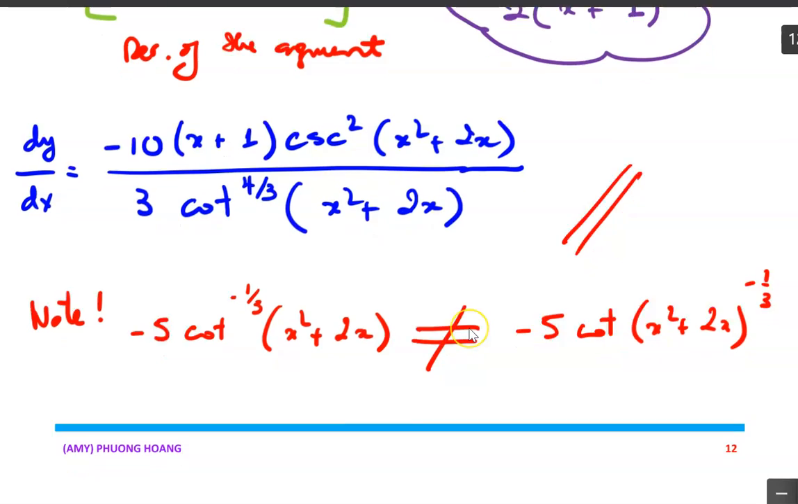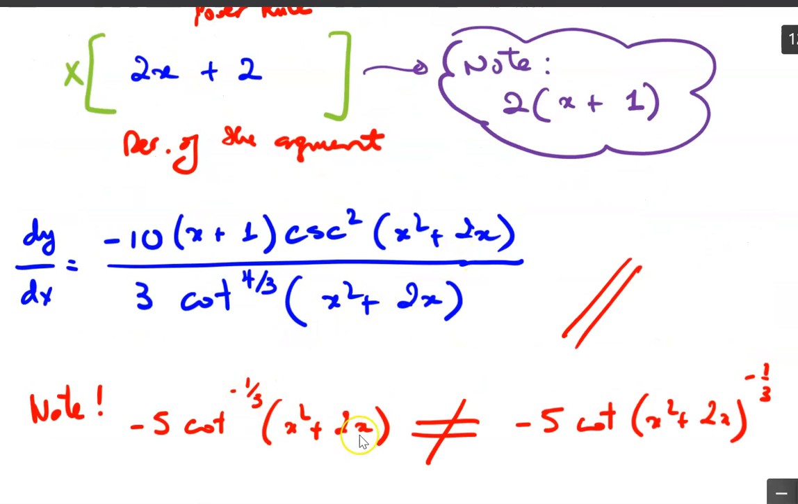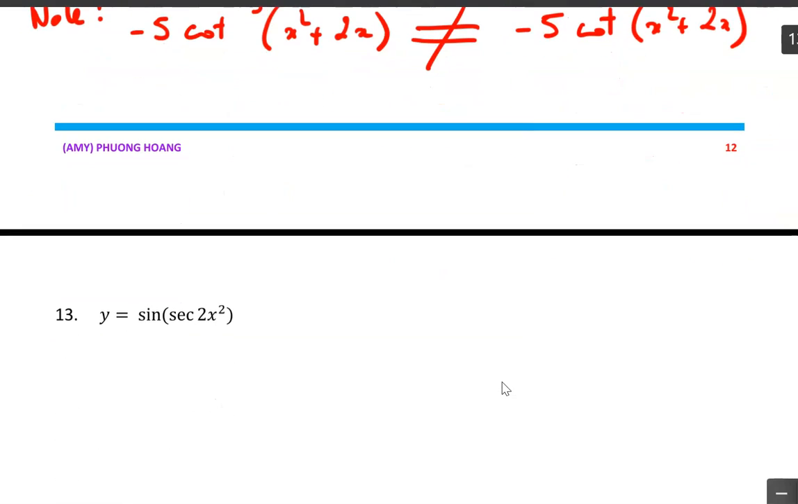I kept repeating myself regarding the exponent for the trigonometric function and the exponent for the argument. I hope I emphasized enough the difference between the two. Alright, so let's move on to our next example.